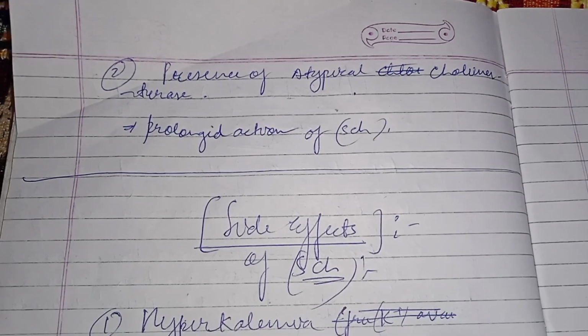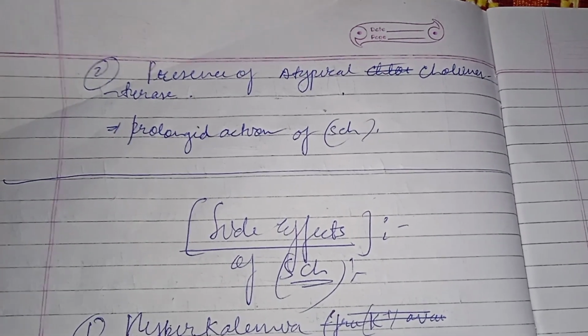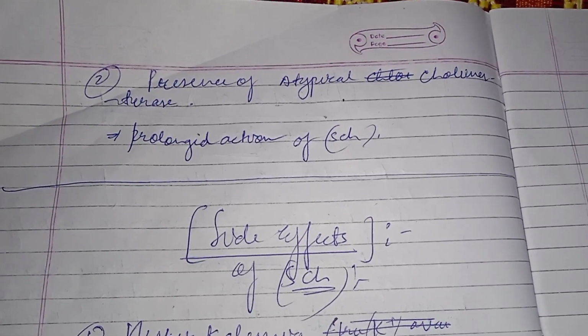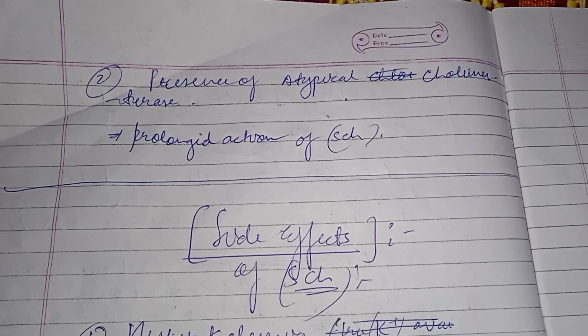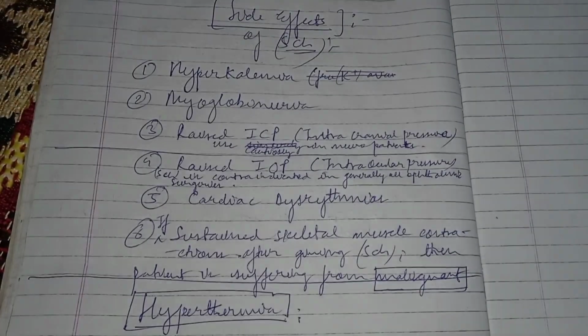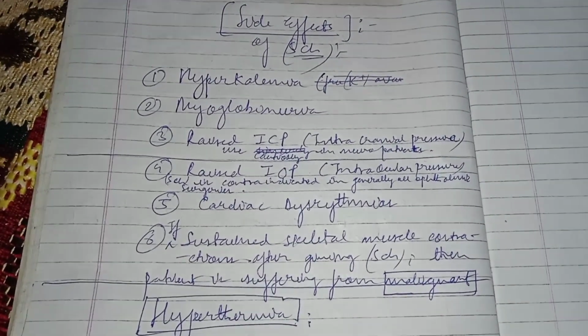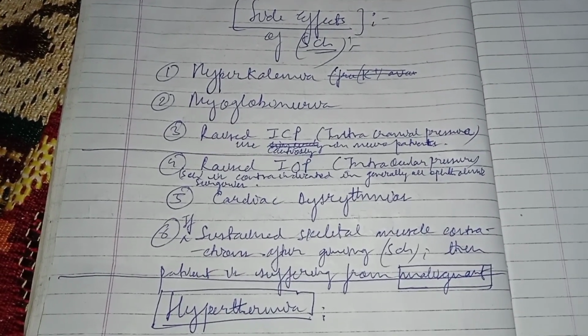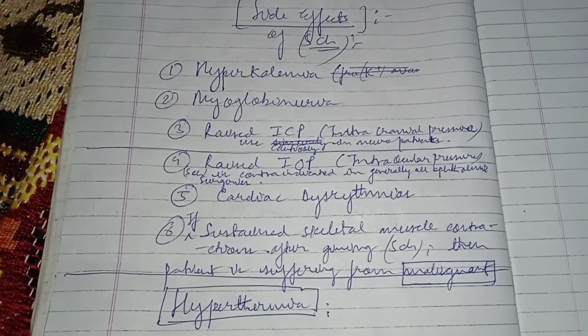And the second point, in presence of atypical cholinesterase, there is prolonged action of the succinylcholine. Now let's look at the side effects of scoline. There is hyperkalemia, there is myoglobinuria, raised intracranial pressure is there.